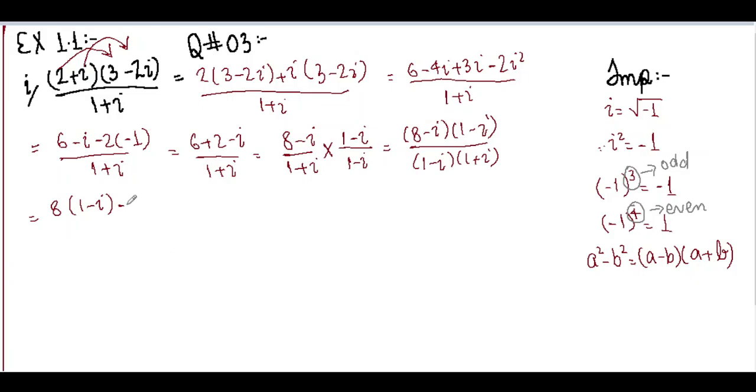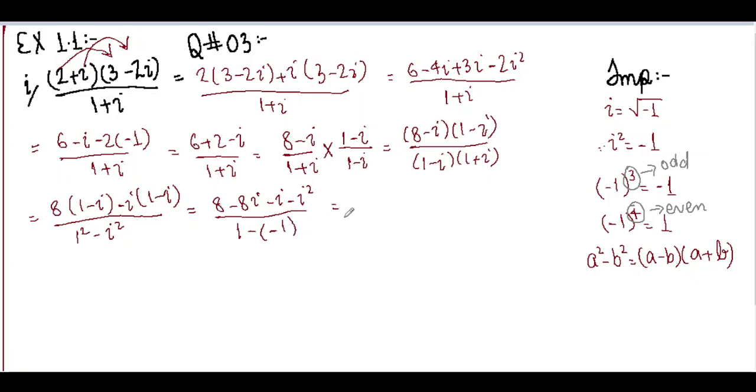Okay, now moving ahead, minus iota into 1 minus iota, whole divided by, okay, this formula would be a square minus b square, so 1 square minus iota square. So we are going to use it over here. Now multiplying these numbers together, 8 minus 8 iota minus iota square, whole divided by 1 square gives us 1 and minus iota square. What is iota square? Yes, iota square equals minus 1. So we are going to use it over here.